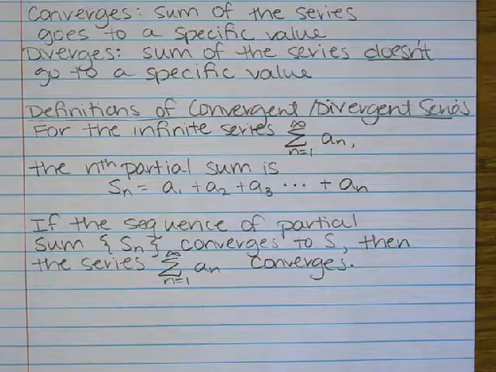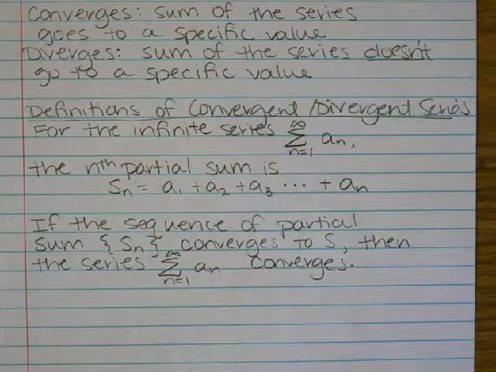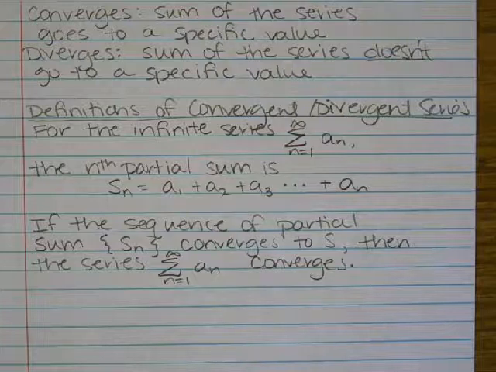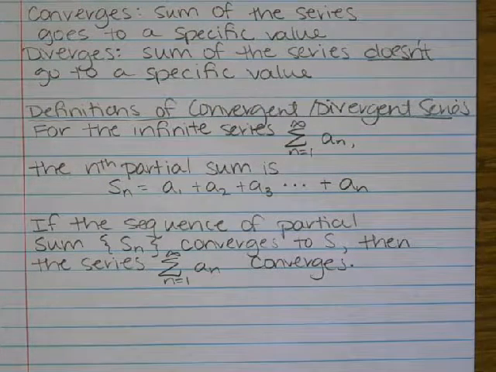So what they mean by this is if you found S sub 1, just the first term, and you looked at S sub 2, the sum of the first and second term, and S sub 3, the sum of the first, second, and third term, if you listed out all these different sums and you can see that the sums are getting closer and closer to a specific value, then you could say, oh, that series overall is converging.